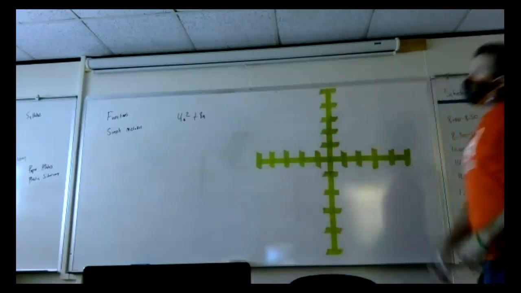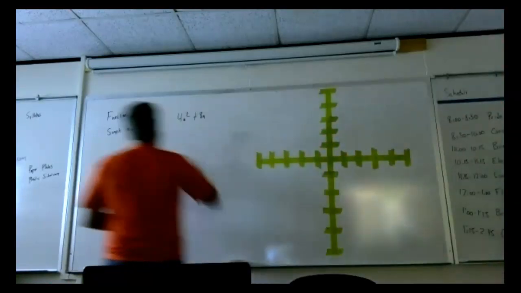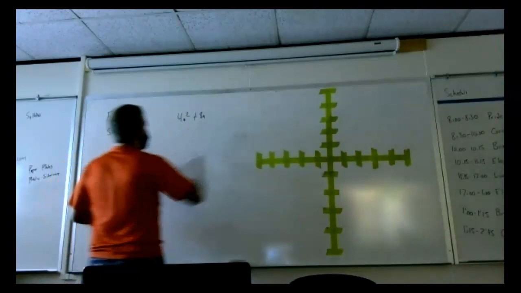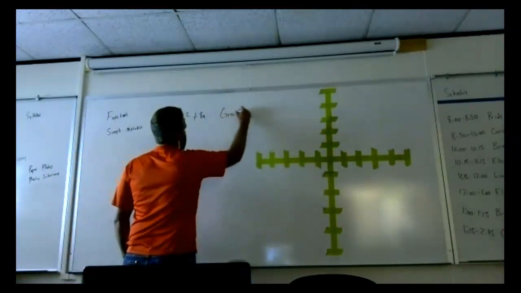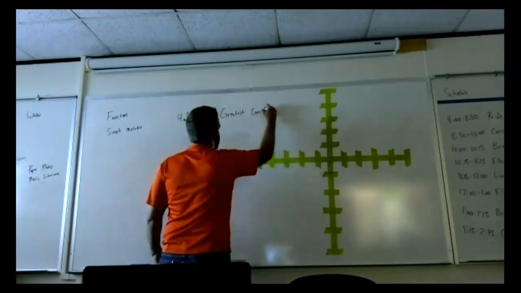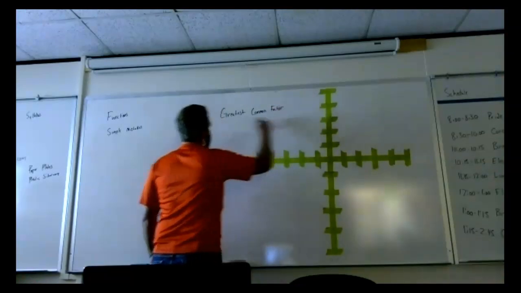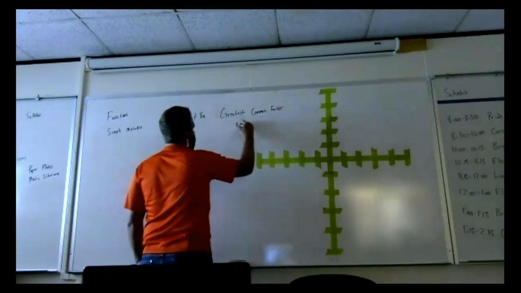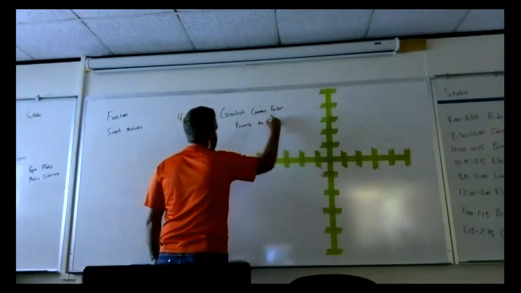So when you're given a binomial term like this and they say factor, what we're trying to do is find the greatest common factor, and then we're going to reverse the distributive property.